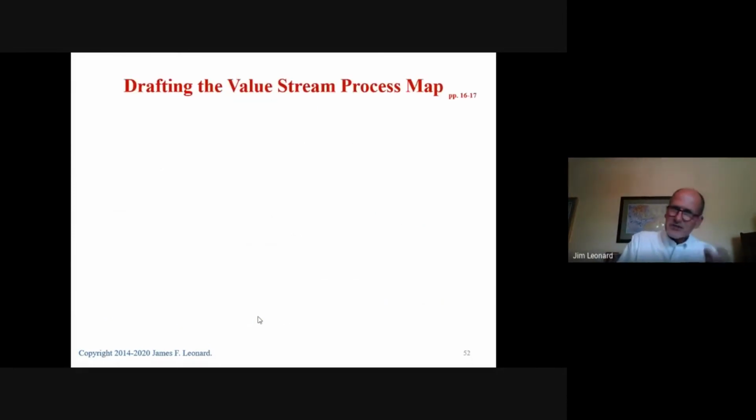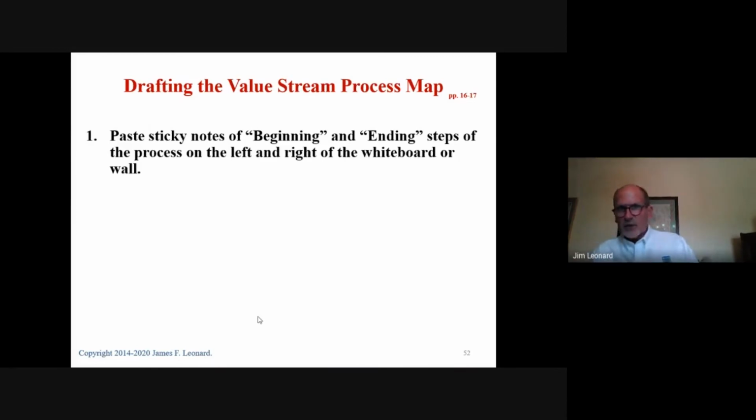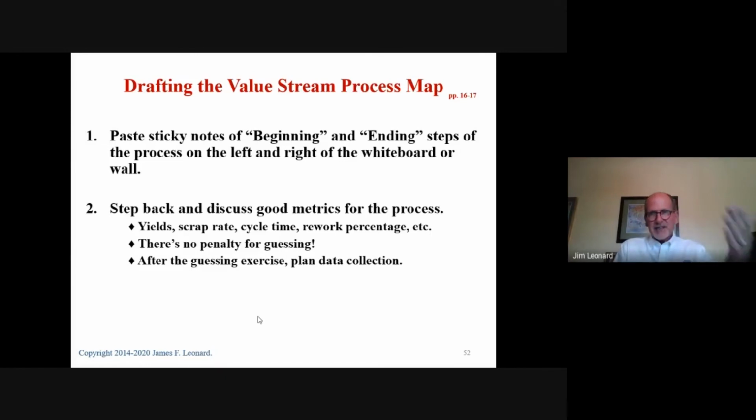So, wrap up, drafting the value stream process map. Go back to the guidelines about forming the team, having the right people on the team. So put your sticky notes at the beginning and ending steps on the left and right of your whiteboard, and then step back and start to discuss good metrics. What do we want to be thinking about as we map this process? Yields, scrap rate, cycle time, rework percentage, rework cost. There's no penalty for guessing. Sometimes it's very healthy because somebody says, oh, no, we can do that in a day. Somebody else says, no, that takes a month. Wow, that's a real discrepancy you have to address.